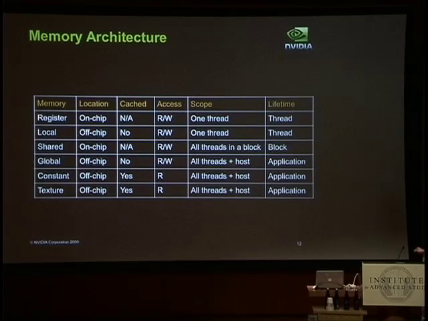Local is somewhere else. It's not on the GPU chip, and it is otherwise similar. We'll come back to the local. Actually, I'm confused why this says off-chip. I would assume that is on-chip. I'll check that for you. The shared is on-chip and is available to all the threads in a block. And the example that I'm going to give you in a moment has this written out carefully. The other three are visible from the CPU, so you can do things to them from the CPU.